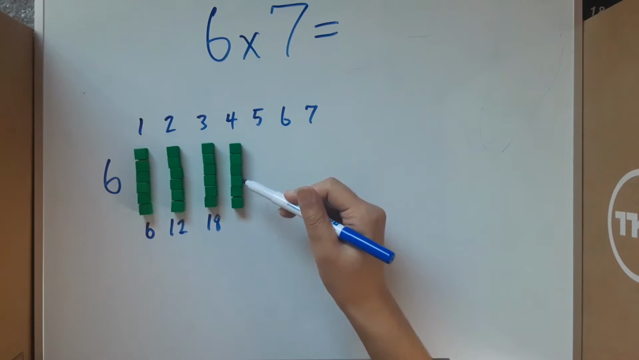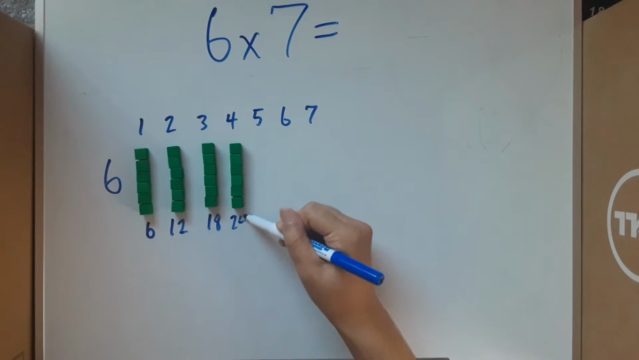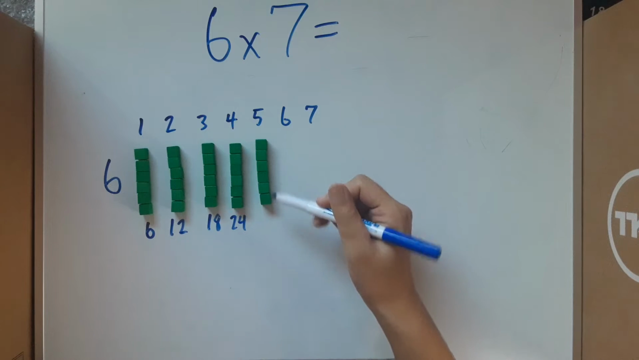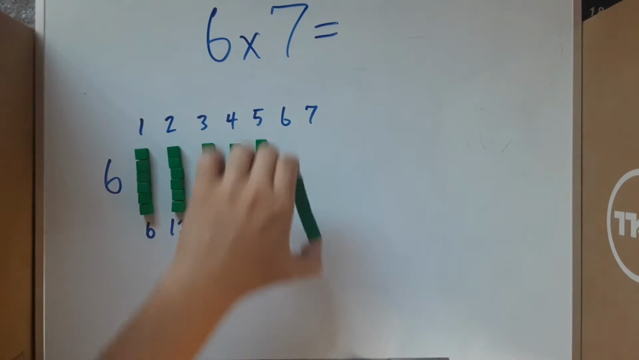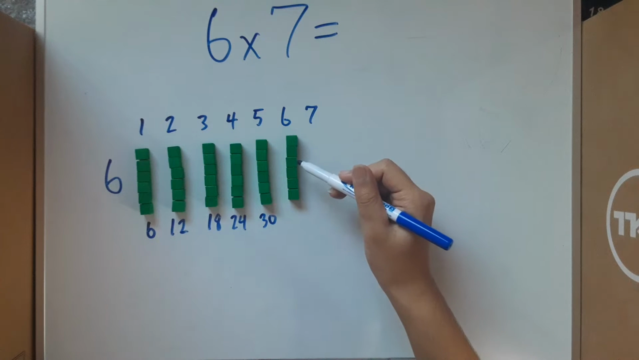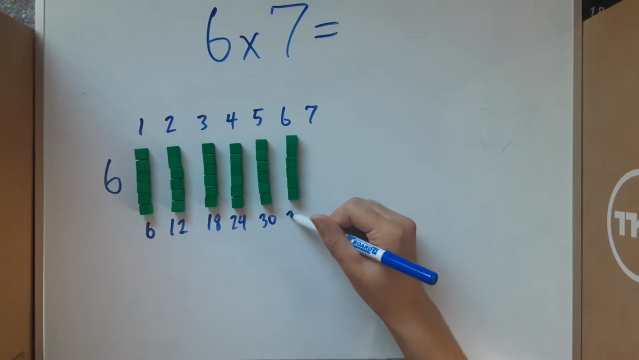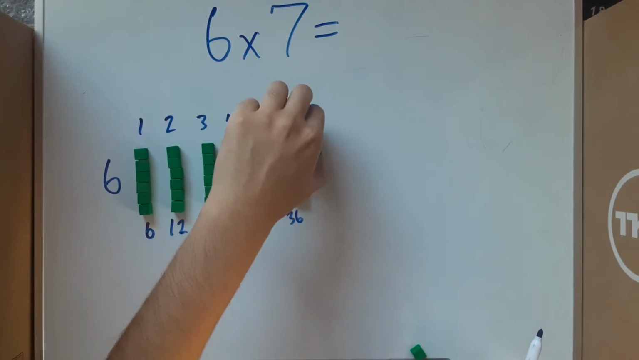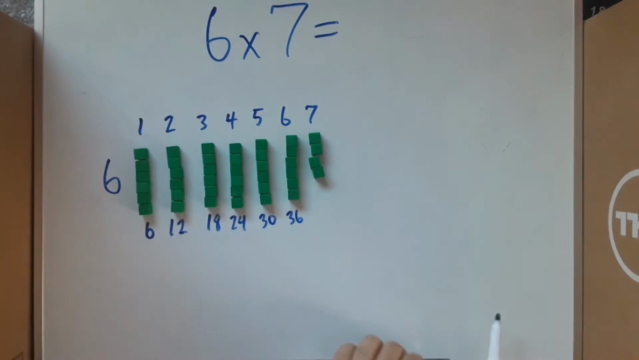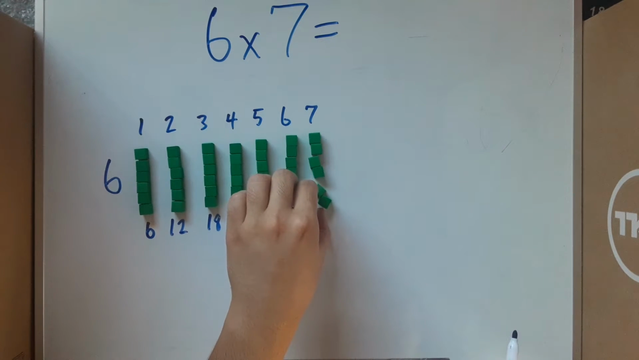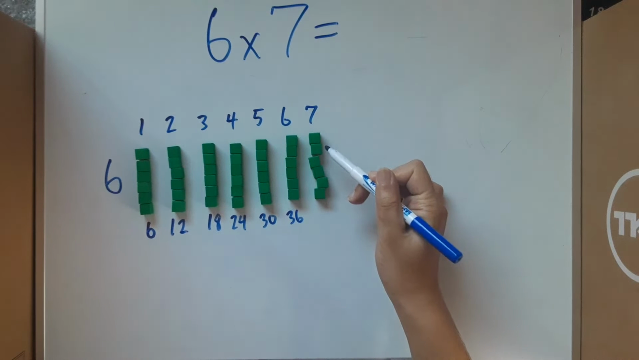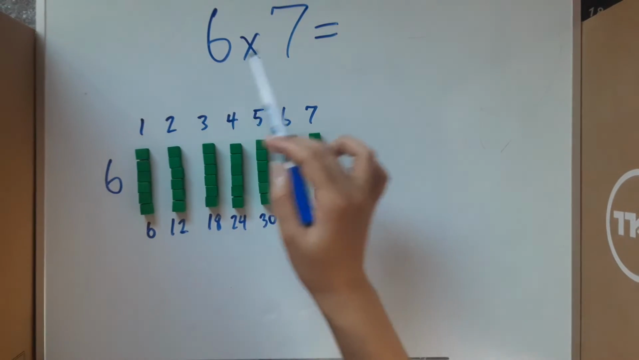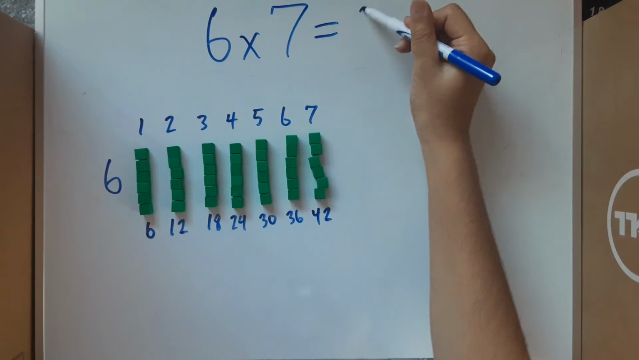19, 20, 21, 22, 23, 24, 25, 26, 27, 28, 29, 30, 31, 32, 33, 34, 35, 36, 37, 38, 39, 40, 41, 42. We know that 6 times 7 equals 42.